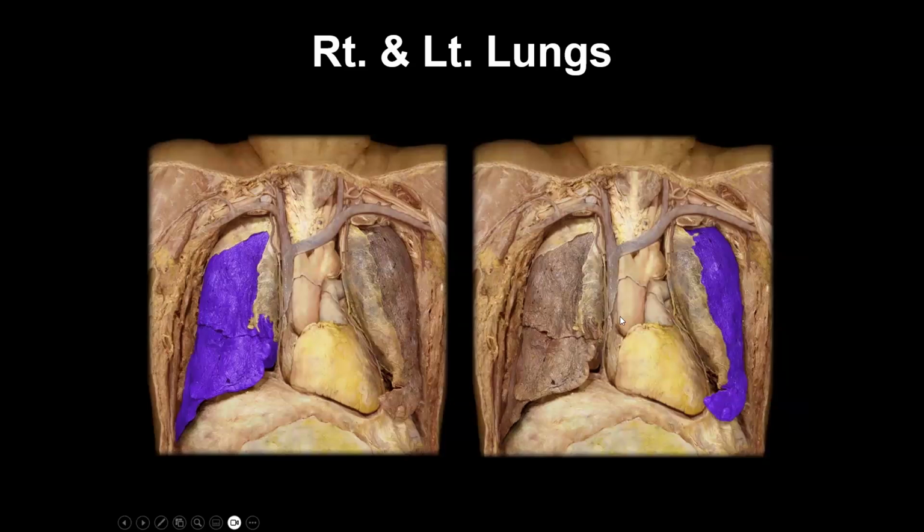Take a look at how big our aorta is right here. And here's your pulmonary trunk, leading up to your pulmonary artery. I don't know if you guys see this right here. Do you see this little thing right here? This is called a ligamentum arteriosus.